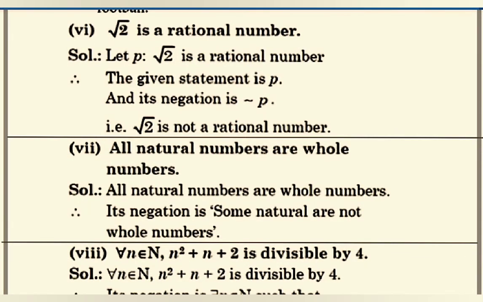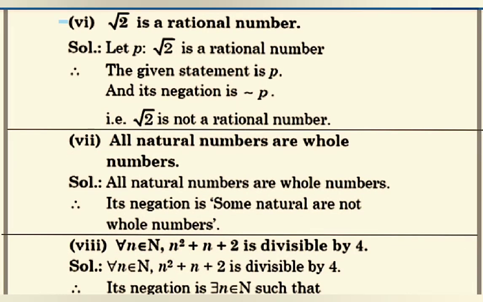Next, root 2 is a rational number. First, solution: let P be the statement, write down, root 2 is a rational number. Then the given statement in symbolic form is P, and its negation is negation P. That is, root 2 is not a rational number.